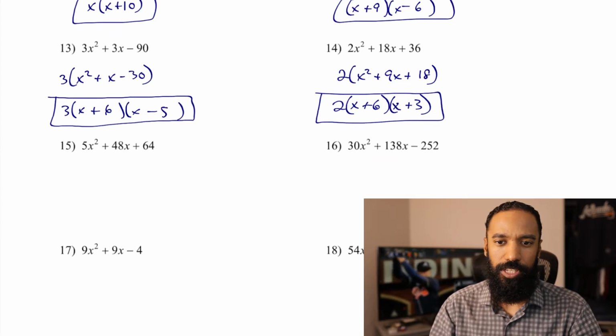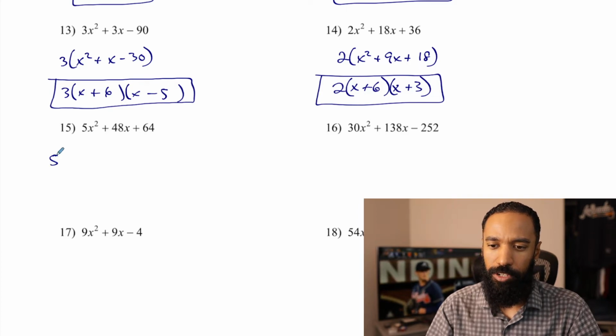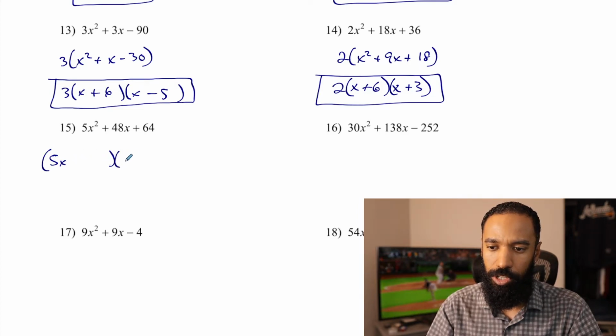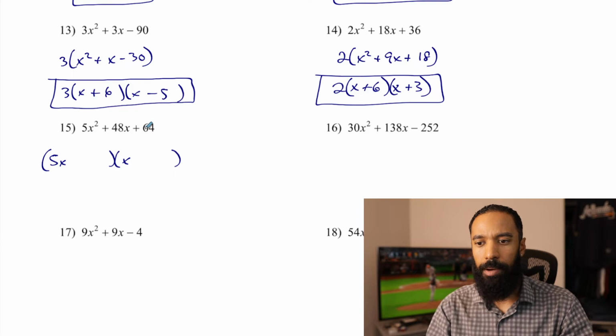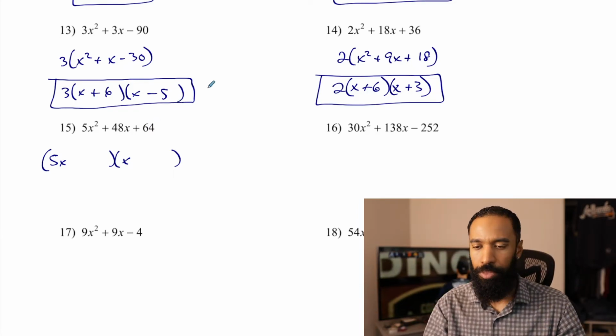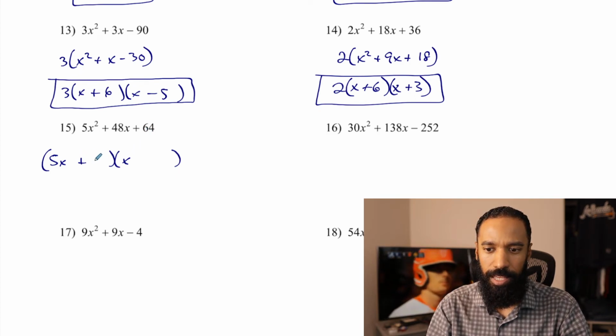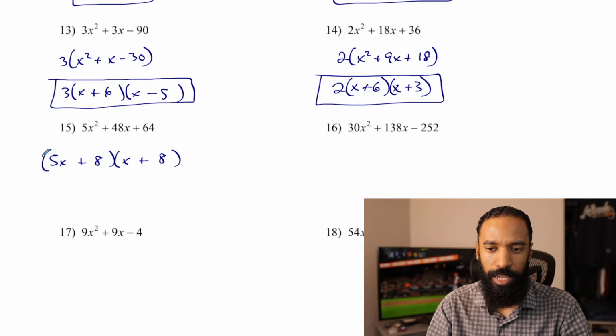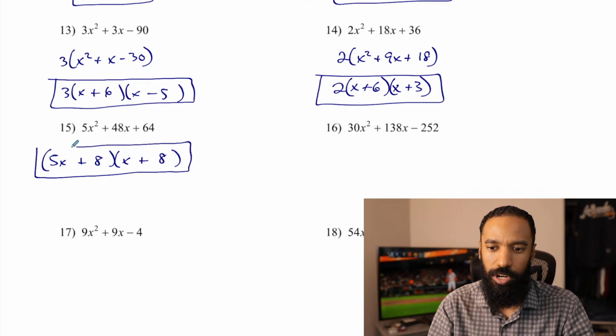No GCF this time, so that 5x is a part of our factorization, assuming it can factor, and there's good reason to assume it can. I'm going to choose even factors of 64: 8 and 8, 16 and 4, 32 and 2. I'm going to start with 8 and 8. That's probably a good guess here. That'll be 40 plus 8 is 48, so that one works out. It's good to start in the middle ones there.